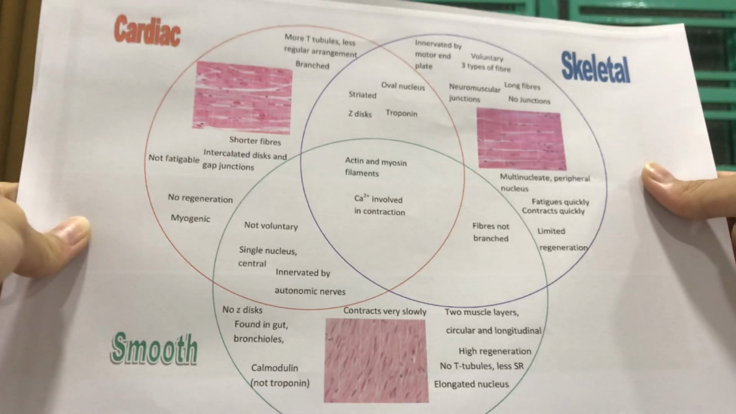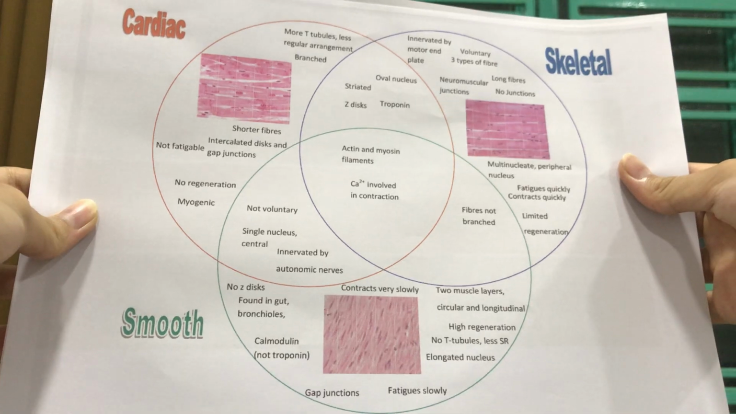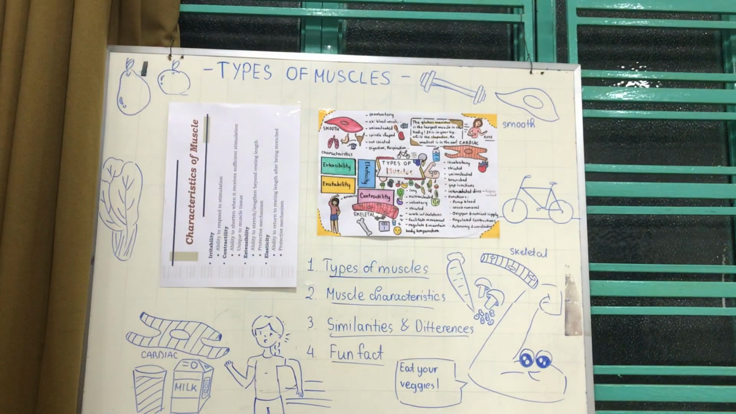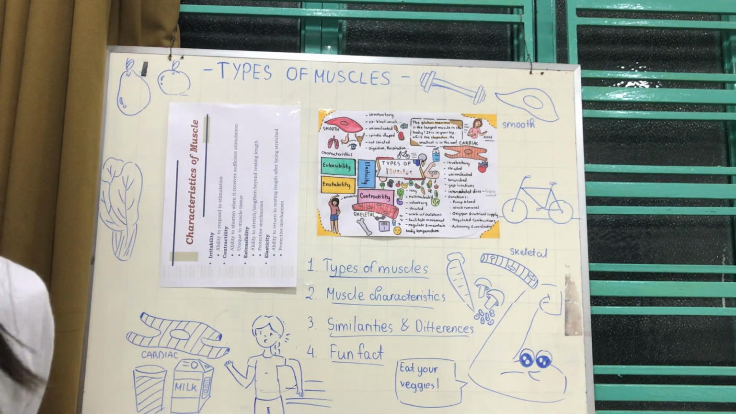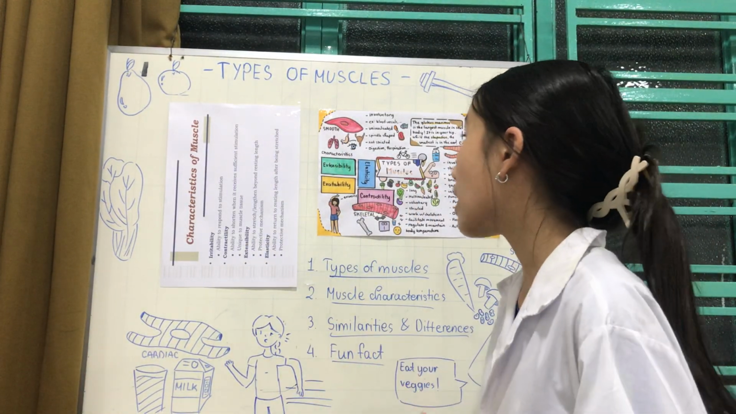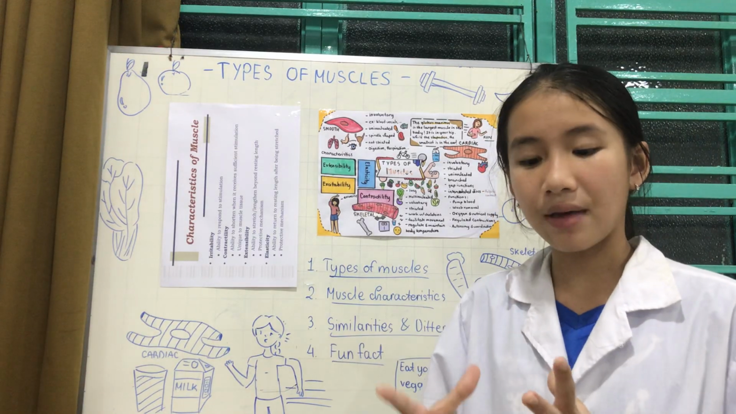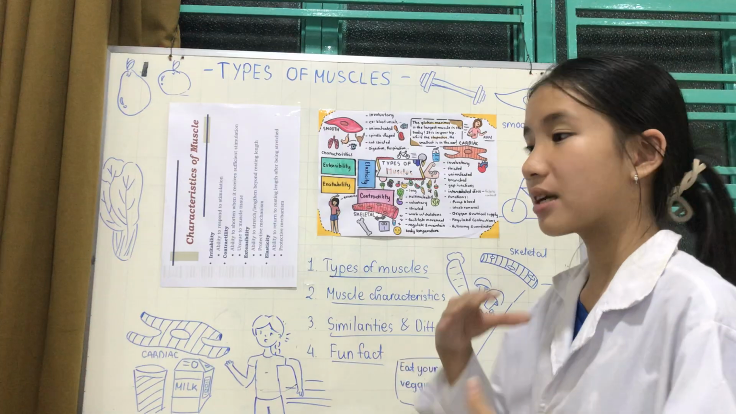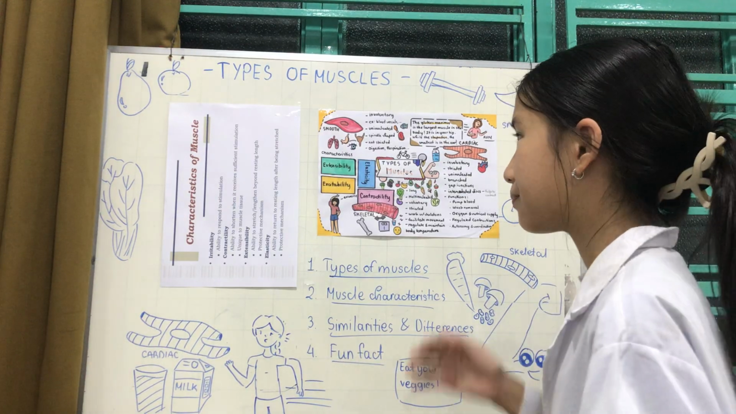And you can look at this. You can pause the video and look at this Venn diagram and see. So that's basically the similarities and differences. They have similarities and differences in voluntary movements, involuntary movements, how they are shaped, how they are sized, and basically their functions and things like that.